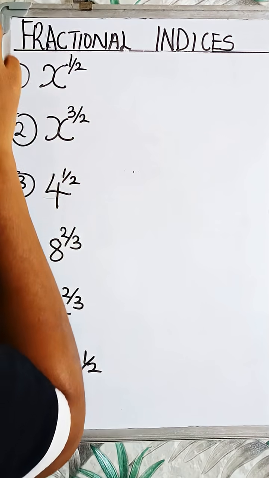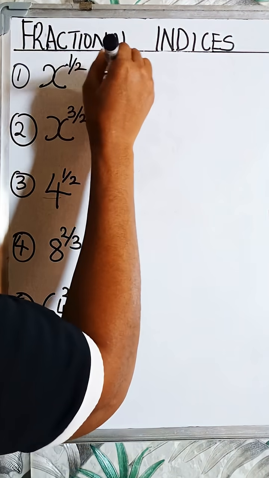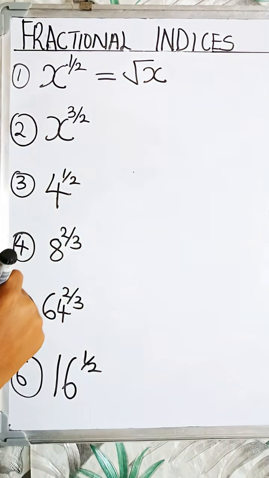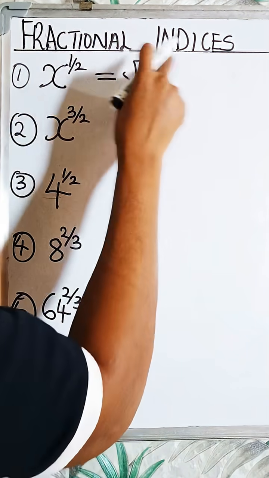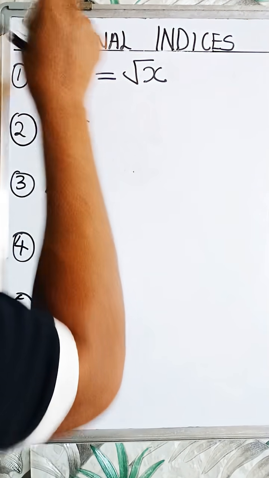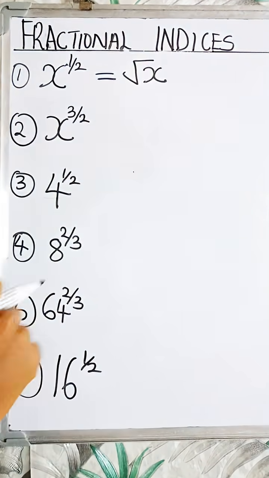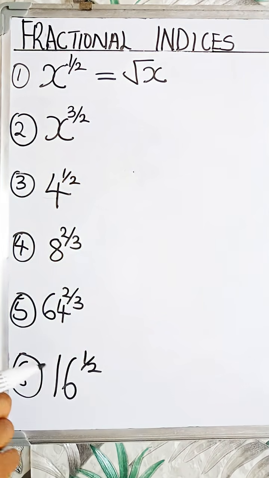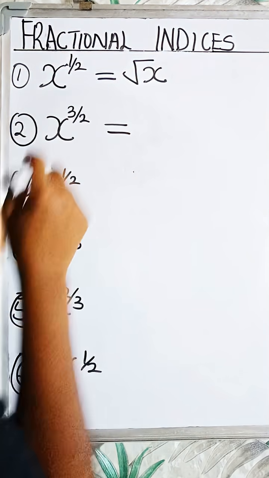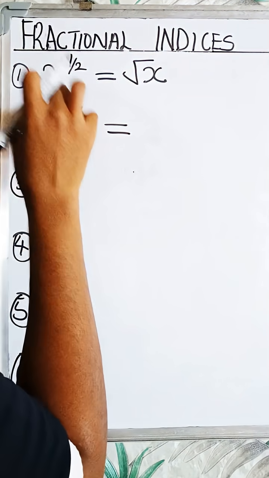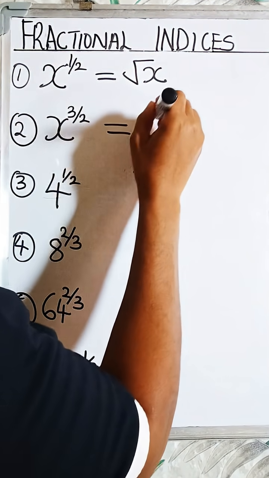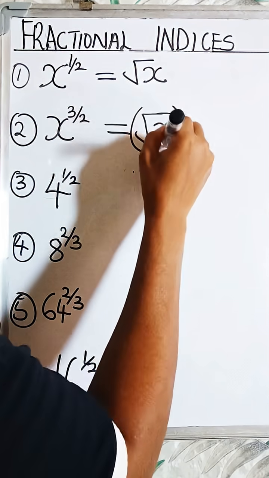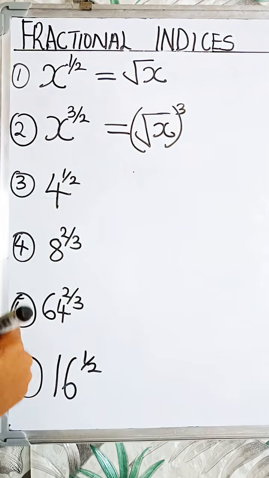So here we have x raised to the power 1 over 2. This is going to be equal to root x. The denominator has taken the root while the numerator will take the power. Now we have x raised to the power 3 over 2. This is going to be equal to the denominator, which is 2, will take the root, while the numerator will take the power. So we raise it to power 3.